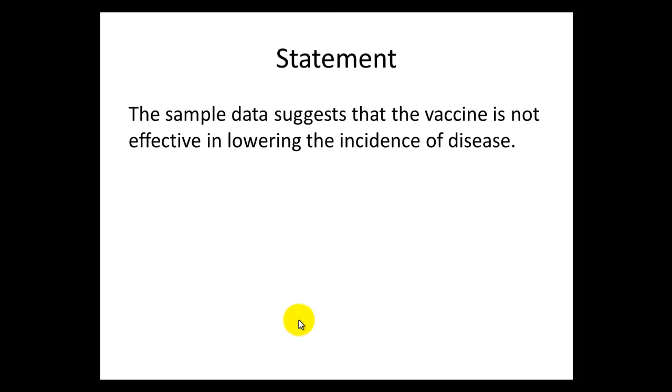Let's make a sentence. The sample data suggests that the vaccine group is not effective in lowering the incidence of disease. The reason I'm saying this is because our takeaway from the process was that the vaccine group was essentially the same as the placebo group. So unfortunately, maybe the makers of this vaccine, the people promoting it, probably won't be happy with this information because the hypothesis test said that there's no advantage in the vaccine over the placebo.